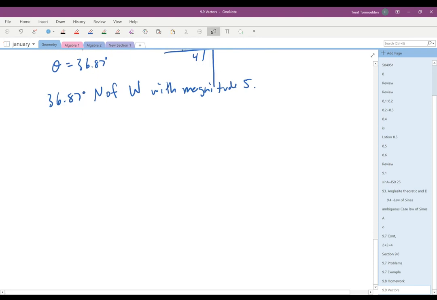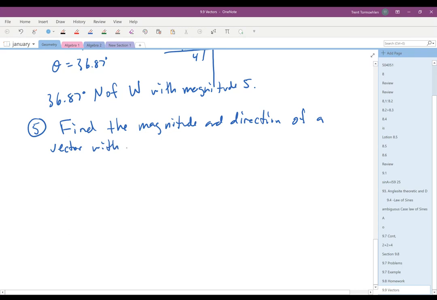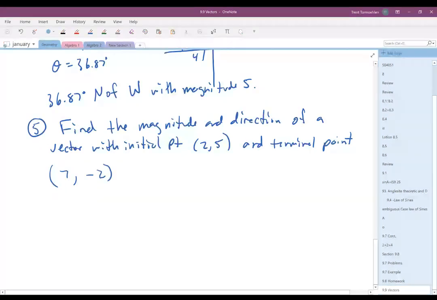Okay. Now there's two other things that we're going to have to do. The first one is to find the magnitude and direction of a vector with initial point 2, 5 and terminal point 7, -2.